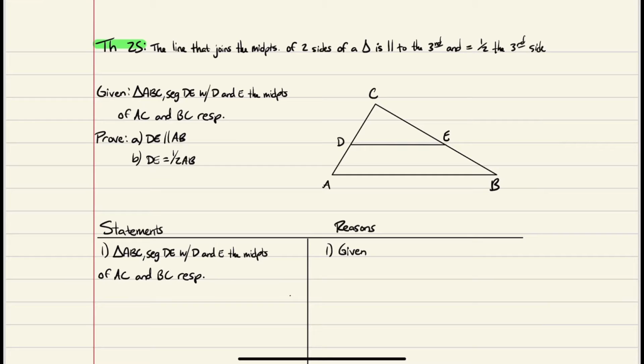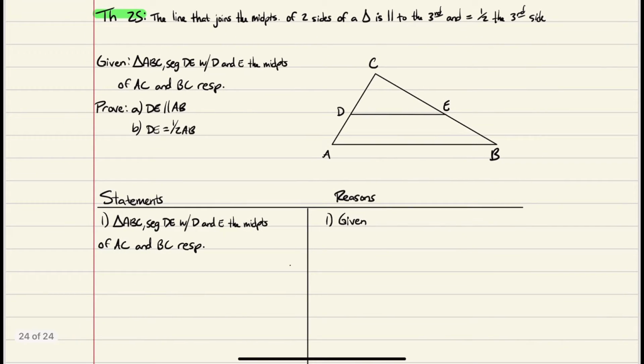We're going to try to prove, because it's stating that if this line joins the midpoints of the two sides of a triangle, then that side is parallel to the third side. So we're going to try to prove that DE, this line joining the midpoints, is parallel to the third side, and that it equals half the length of that third side. So we're going to prove that DE is half of AB. All right, so the given is already stated.